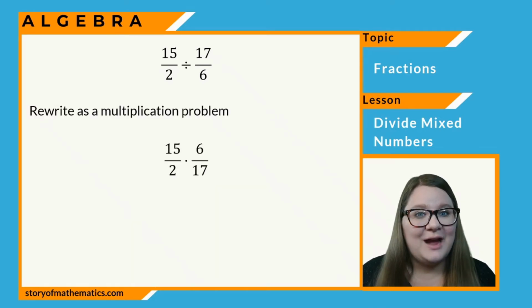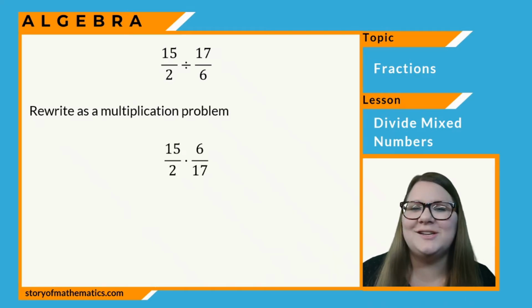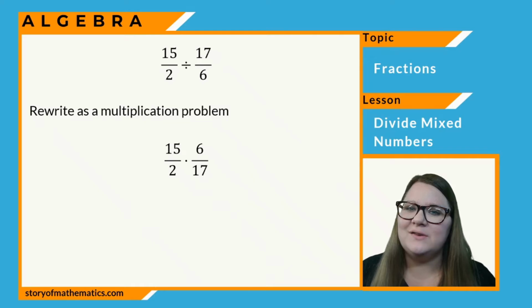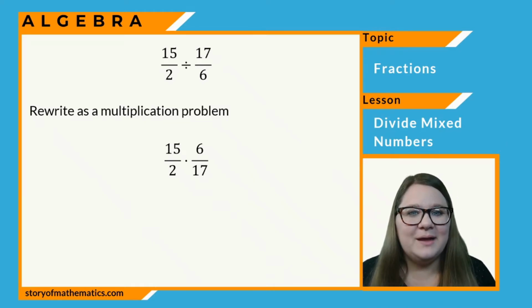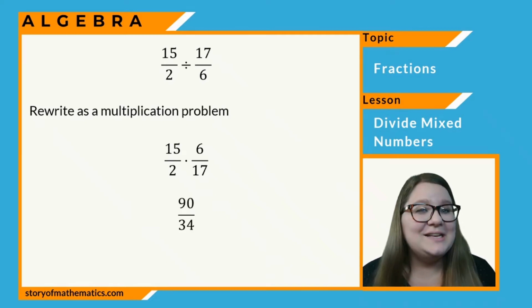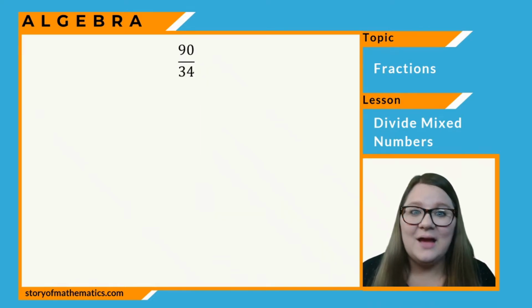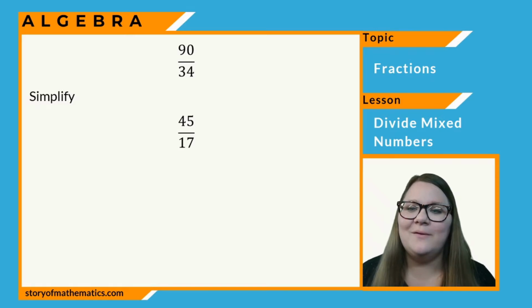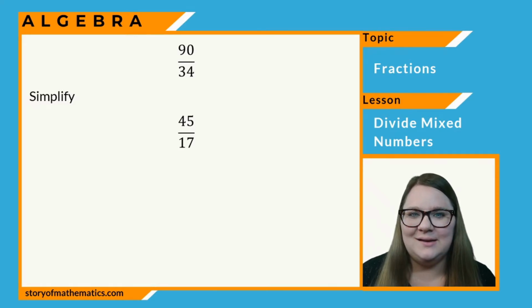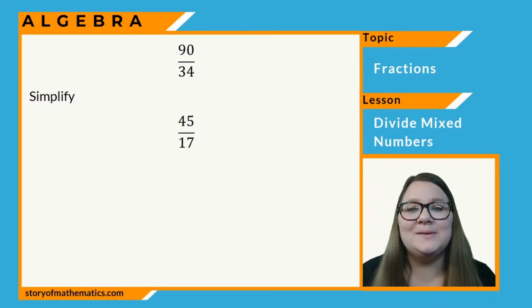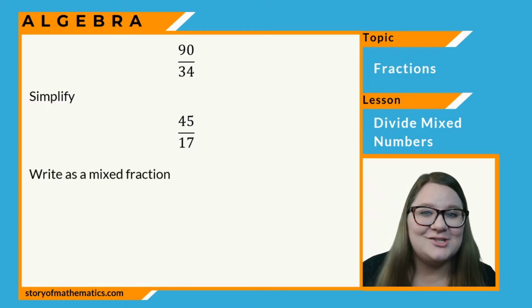I keep the first fraction, change to multiplication in the middle, and flip the second fraction upside down. So 17 over 6 becomes 6 over 17. Now I can multiply across. 15 times 6 is 90, and 2 times 17 is 34. Now that that's in that format, I can simplify by dividing top and bottom both by 2, which gives me 45 over 17. My last step for this problem is to rewrite it as a mixed fraction.